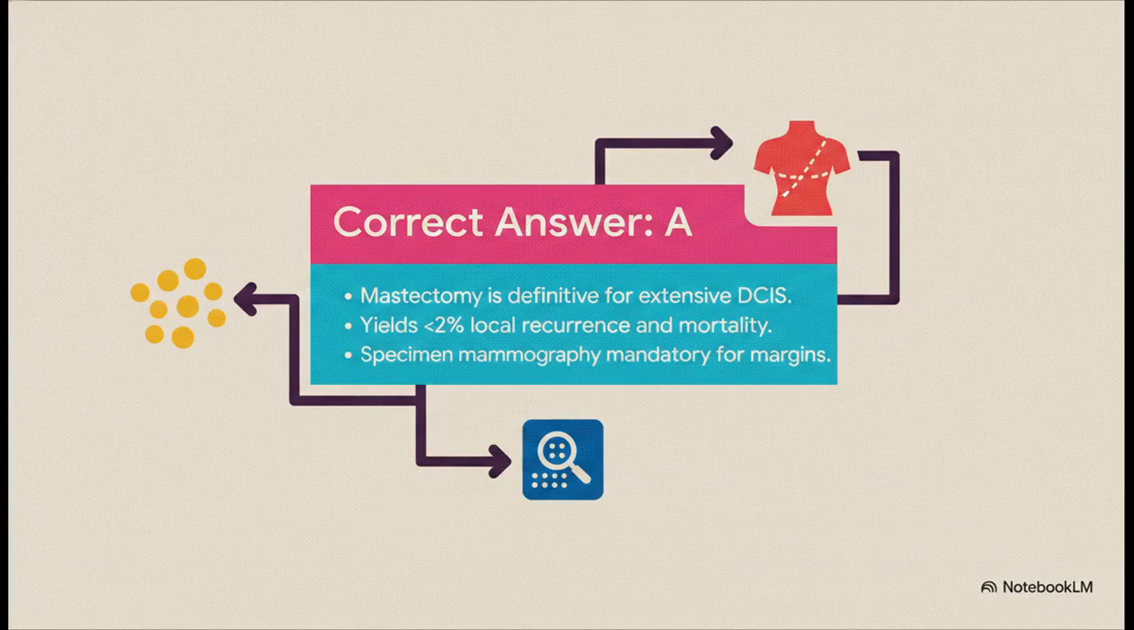The true statement is A. Mastectomy is still the most definitive option we have for extensive DCIS, meaning disease that's larger than 4 centimeters or spans multiple quadrants. The outcomes are incredibly favorable, with both recurrence and mortality rates sitting below 2%. Also, specimen mammography isn't optional, it's absolutely mandatory for all non-palpable calcified resections, just to guarantee you've got clear margins. And tamoxifen? It only works if the DCIS is actually estrogen receptor positive. So the big exam pearl: mastectomy is the definitive treatment for extensive DCIS.